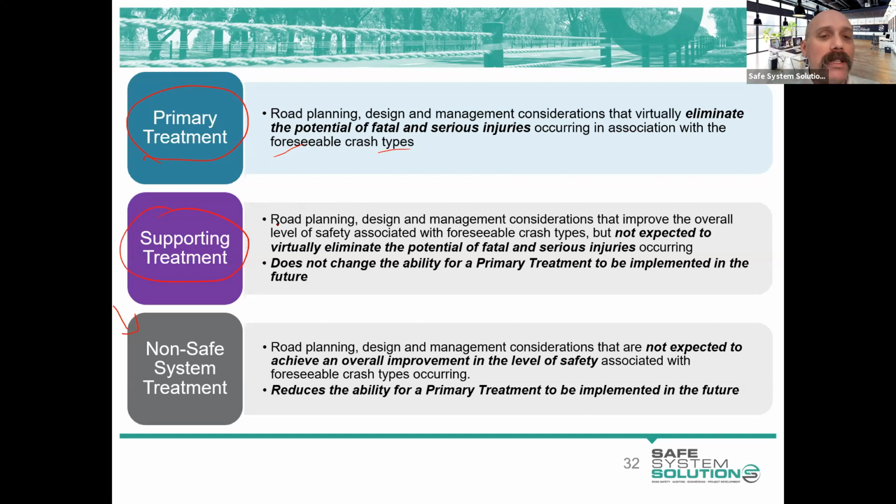The supporting treatments are road planning, design, and management considerations that improve the overall level of safety associated with a foreseeable crash type, but are not expected to virtually eliminate the potential for fatal or serious injury crash. So we know these are going to be the things like warning signs, the lines, skid resistance improvements, sealed shoulders. We know these things improve road safety, but we know if we get all of that right, we're still going to have death and serious injury.